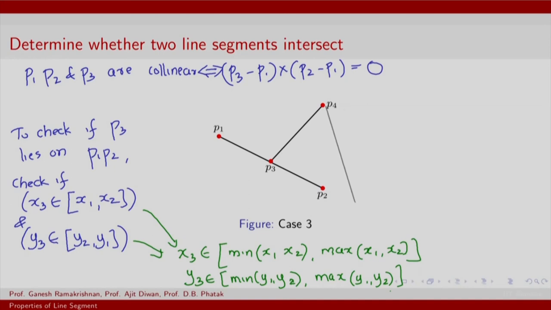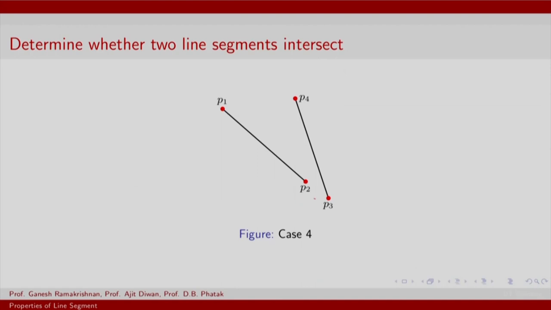So, let me present a case where P3 is collinear, and here's P3. However, we find that its x coordinate as well as the y coordinate lie outside the closed interval provided by P1 and P2. This is precisely the example. P3 is indeed collinear with P1 and P2, but unfortunately, P3 doesn't lie on the line segment P1 and P2. So, please note how we've at times talked about lines and at some other times talked about line segments. As far as points lying on opposite sides is concerned, we talk of their lying on opposite sides of a line. However, when it comes to collinearity, we insist on line segments.